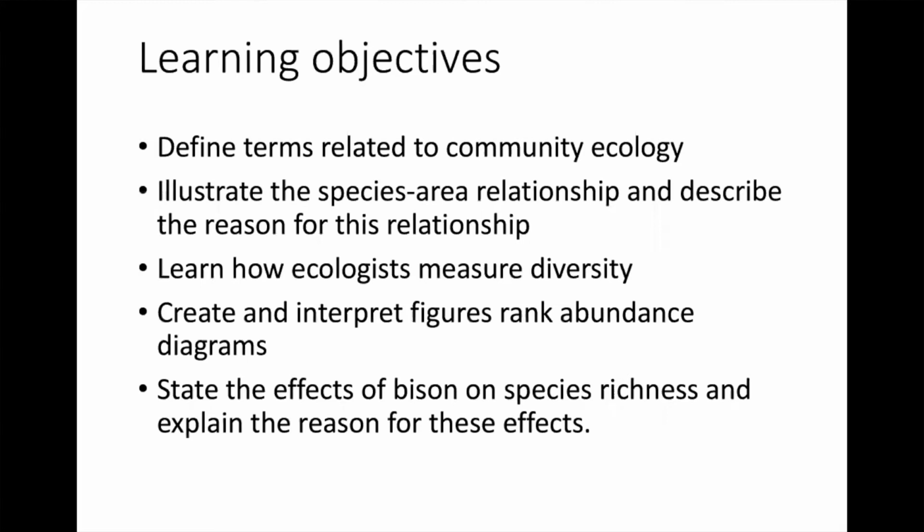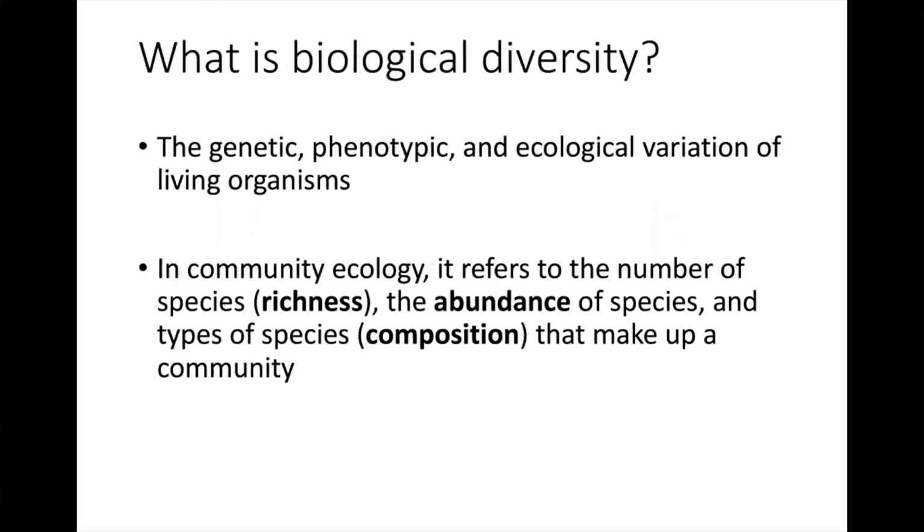We're going to think about creating and interpreting figures that show rank abundance of different species. So you'll learn what abundance is, you'll learn what we mean by rank, and you'll learn how to read the plots that are in the Veech and Crist paper. And then finally, we're going to talk about the effects of bison on species richness at Kanza Prairie and the reason for these effects. So what do we mean by biological diversity?